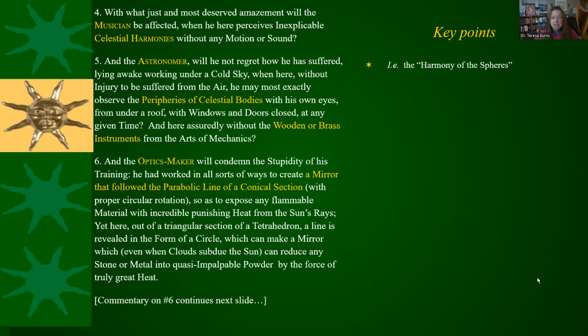Number five, the astronomer, will he not regret how he has suffered lying awake working under a cold sky when here, without injury to be suffered from the air, he may most exactly observe the peripheries of celestial bodies with his own eyes from under a roof with windows and doors closed at any given time, and here assuredly without the wooden or brass instruments from the art of mechanics.